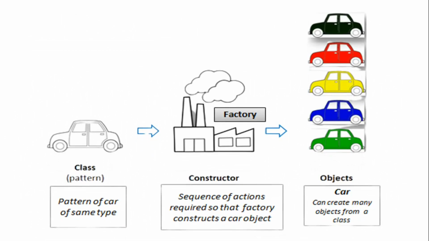Have a look at this picture. Here we have a class car, a pattern of a car of some type, which goes in a factory and which we call a constructor. A constructor is a sequence of actions required so that the factory constructs a car object. And the factory produces many objects of cars, and these objects are created from the same class of a car.